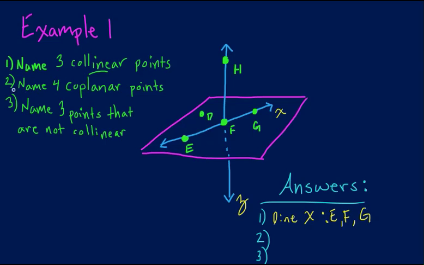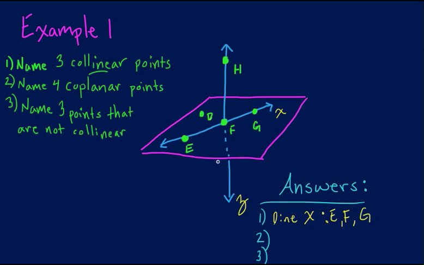Now, 2 says name 4 coplanar points. So we have to find 4 coplanar points. And before we do that, let's make this a D. This is a D right here. So we have 4 coplanar points.